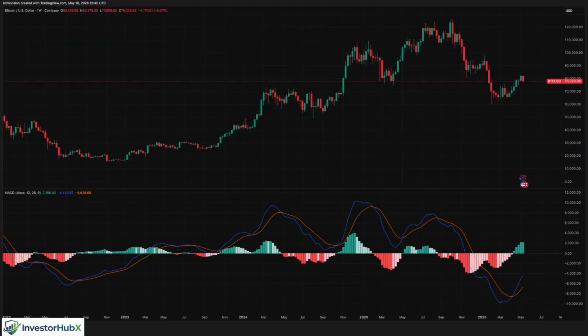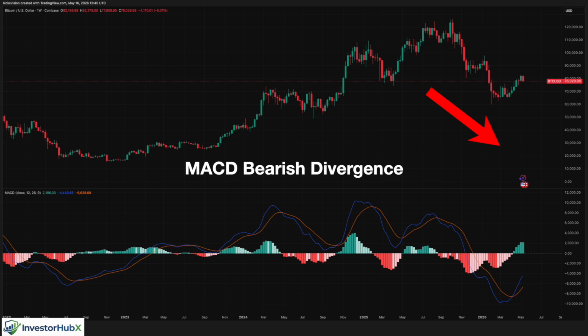Here we have Bitcoin on the weekly time frame. We can see that Bitcoin makes a higher high on price. However, the MACD forms a lower high. This creates a bearish divergence. What follows afterward is a trend change from an uptrend into a downtrend.